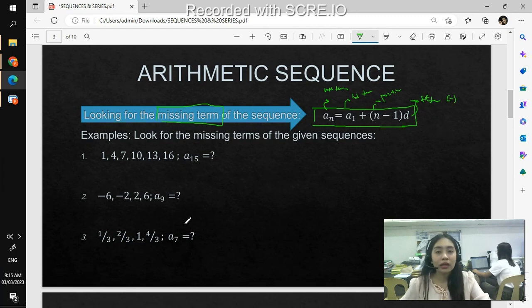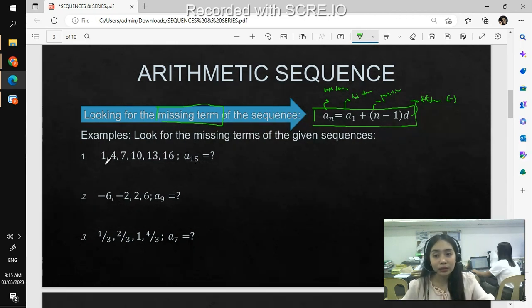Okay, let's take a look at the following sequences. We have the sequence 1, 4, 7, 10, 13, and 16. Now we are tasked to look for a sub 15, or the 15th term of the sequence. But before we proceed, let's verify first if this is arithmetic.